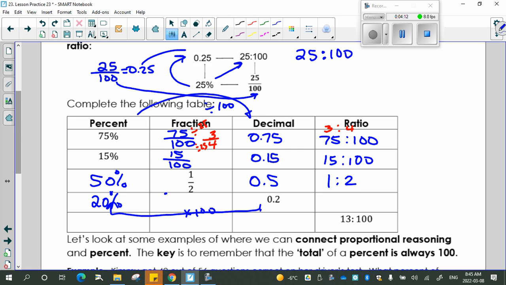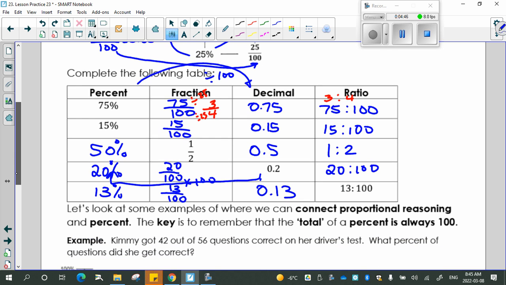So this is 20 out of 100. And this is 22, 100. This is 13%, 13 out of 100, and 0.13. So hopefully for most of you, that's some review from grade 7 and 8.